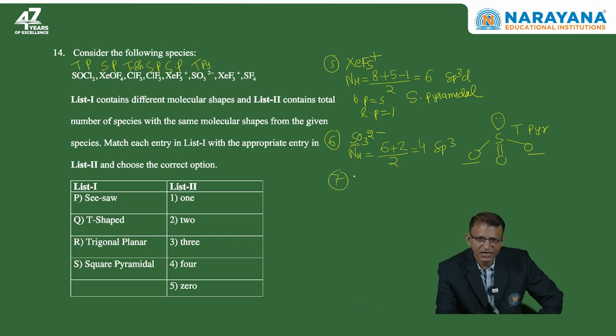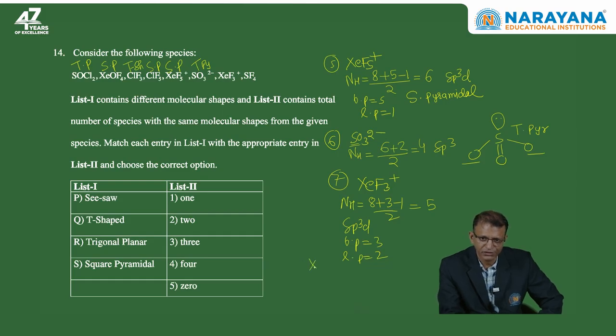Then the seventh example is XeF3 plus. So the number of hybrid orbitals is equal to 8 plus 3 minus 1 divided by 2, which is equal to 5. So hybridization will be sp3d. The surrounding atoms or bond pairs is equal to 3. So the lone pairs are equal to 2. And if we try to put the lone pairs on the central atom, we put them in the equatorial position. So again, this molecule should have a T shape, right? So this ion should have a T shape.